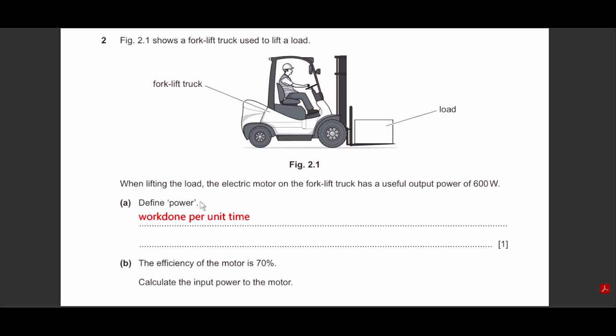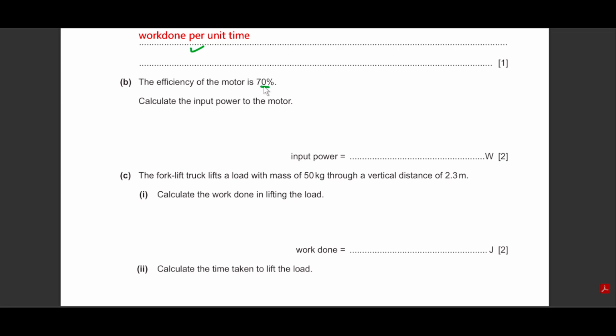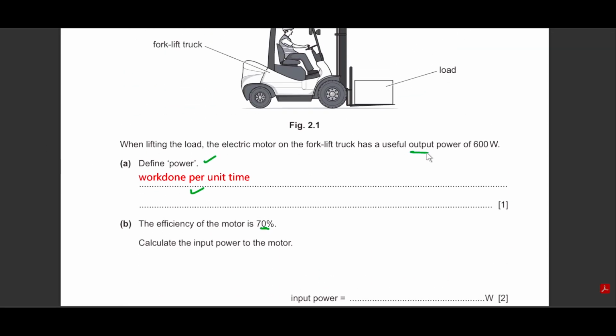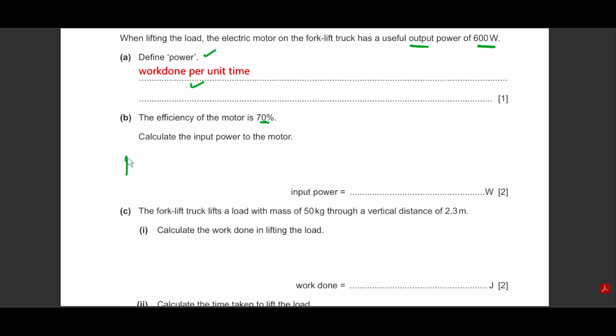Question number 2, he says, define power, that's work done per unit time. The efficiency of the motor is 70%. Now the useful output power is given as 600 watts. If we draw the Sankey diagram, it's going to look something like this. The useful output power is 600 watts. The machine is 70% efficient. He's asking us about the input power.